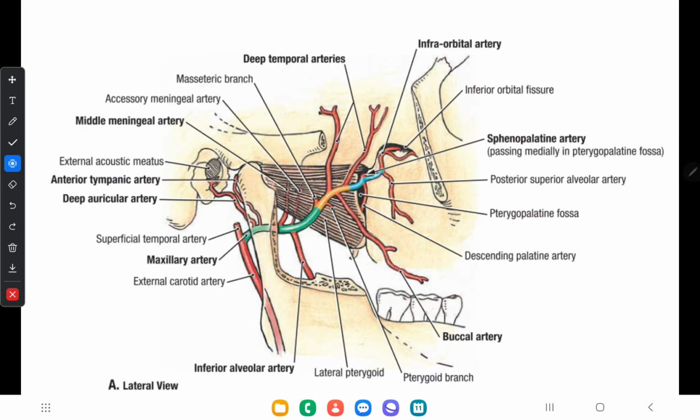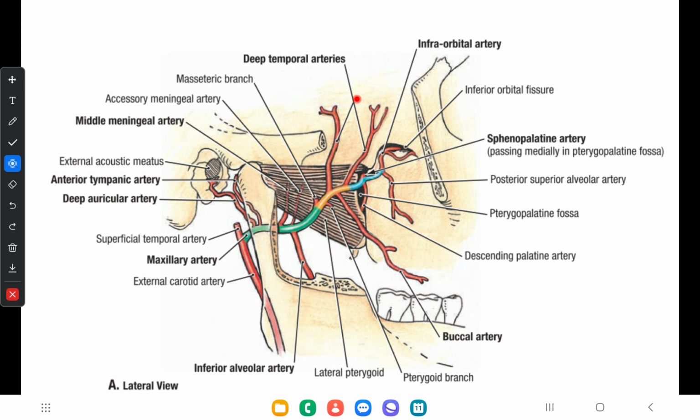Then the branches of the second part of the maxillary artery are, first, the deep temporal branches. There are anterior and posterior deep temporal branches, as you can see in this picture. They enter into the temporal fossa. This region is the temporal region, temporal fossa, to supply the temporalis muscle.